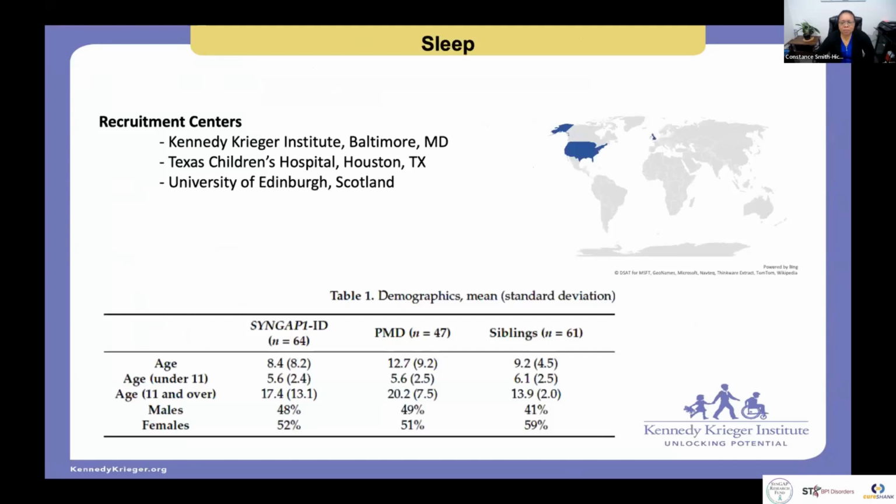We studied sleep in this population, and the patients were recruited from 3 sites, 2 in the US and 1 in the UK. We recruited patients with SYNGAP1, Phelan-McDermott, and typically developing siblings. We took all comers from as young as 3 years old on up. What we noted was that there was no significant difference in the number of males versus females for any of the 3 groups that were included in this study.